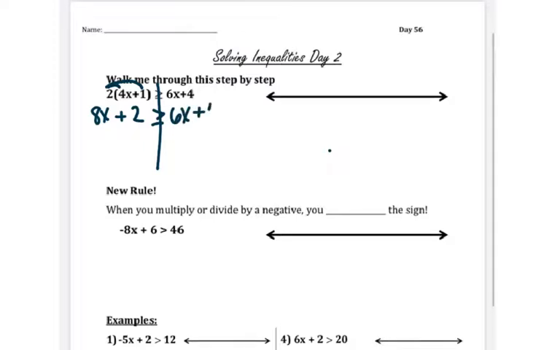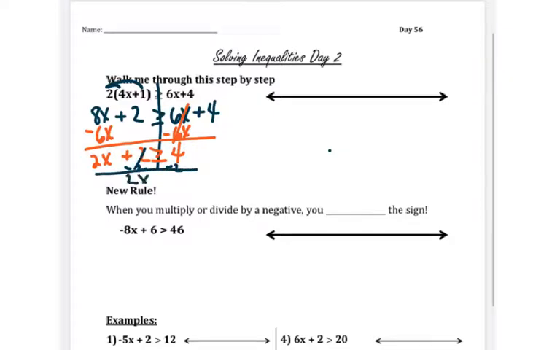Then I rewrite the other side. To solve for x, I need to move the letter to the left. So I'm going to subtract 6x, and I'm going to subtract 6x. That leaves me with 2x plus 2 is greater than or equal to 4. Now it's just an easy two-step equation. We subtract the constant, minus 2, and that leaves me with 2x is greater than or equal to 2.